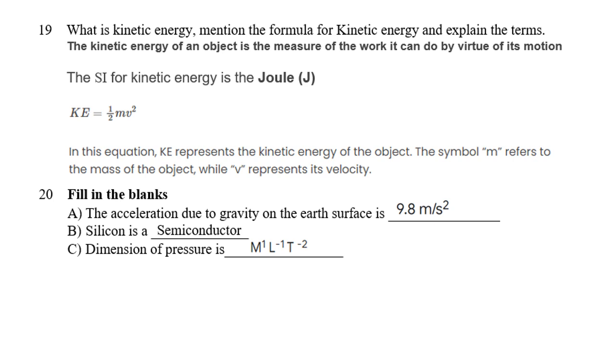Question 20. Fill in the blanks. A. The acceleration due to gravity on the Earth's surface is 9.8 meters per second squared. B. Silicon is a semiconductor. C. Dimension of pressure is M to the power 1, L to the power minus 1, T to the power minus 2.